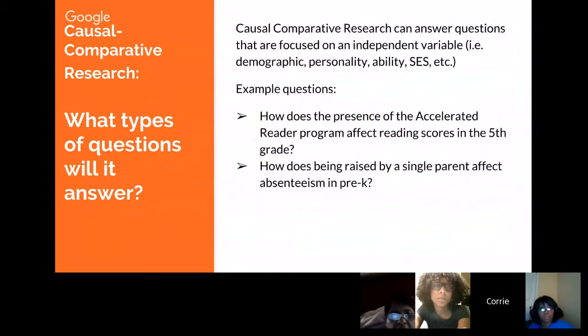Next, I'm going to talk about what types of questions causal comparative research will answer. Causal comparative research can answer questions that are focused on an independent variable of interest, for example, demographic, personality, ability, socioeconomic status, and the like. Some example questions include, how does the presence of the accelerated reader program affect reading scores in 5th grade? Or how does being raised by a single parent affect absenteeism in pre-K?